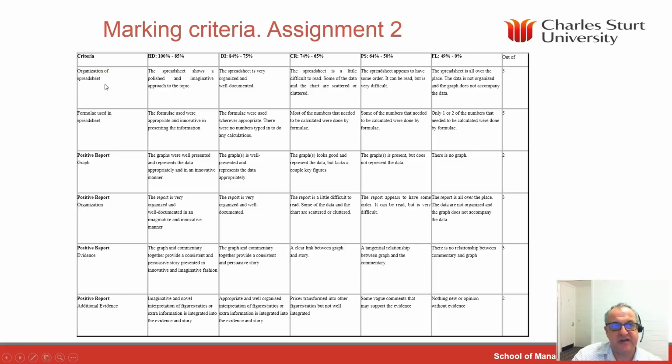So you can see you get marks for the organisation of the spreadsheet, the formulas you've used. You get marked on the positive report, evidence and additional evidence, and then you also get marked on the same for the negative report as well. So the marks are split equally amongst those as well.